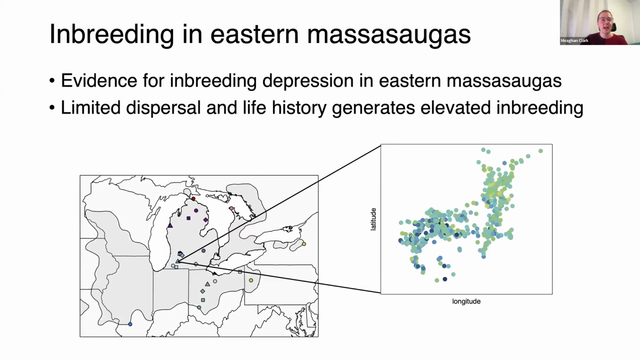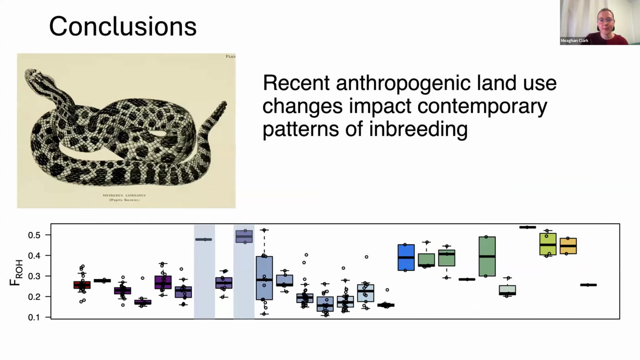And so here we present what we think is the first direct evidence of inbreeding depression in rattlesnakes. And we tie this to some key life history elements of the species. So in conclusion, by using genomic data, we found that across the range of eastern Massasaugas, habitat loss and land use changes do explain some variation in the elevated amounts of inbreeding we see in these populations. Critically, we think this is pretty important for managing and conserving these endangered and threatened populations.